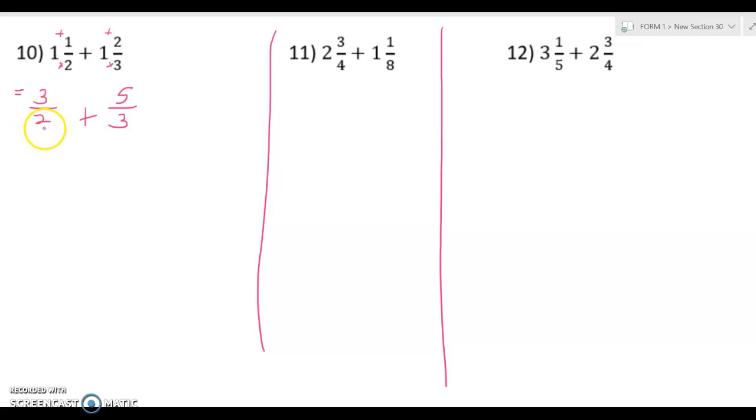We need to find the LCM of 2 and 3, right? And I think we would have done that before. So the LCM of 2 and 3 is 6, right? If we didn't do it before, I believe we would have done that at the beginning, right?